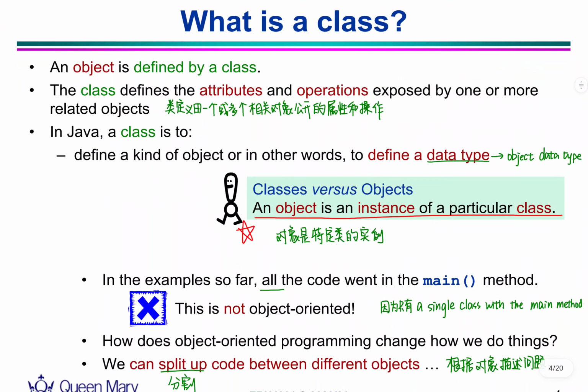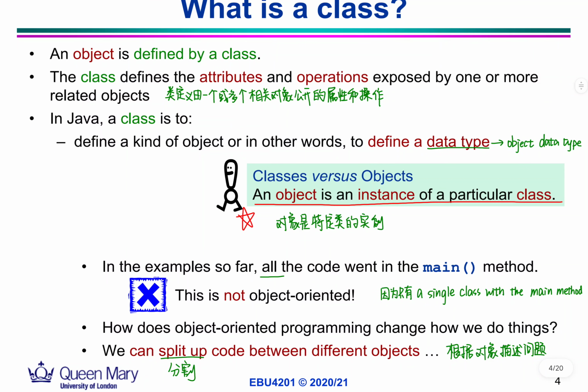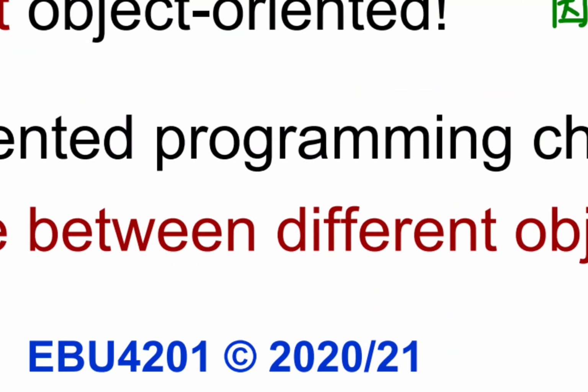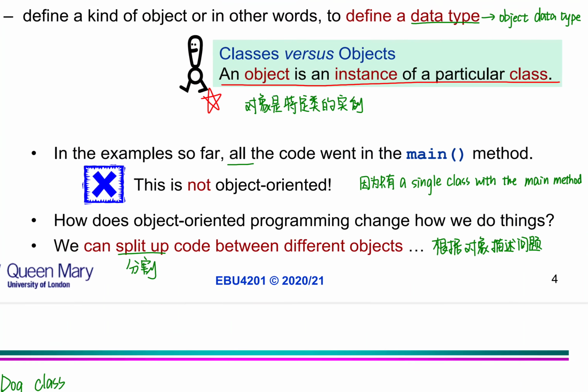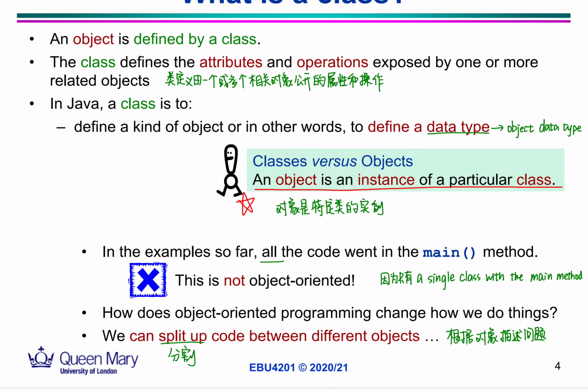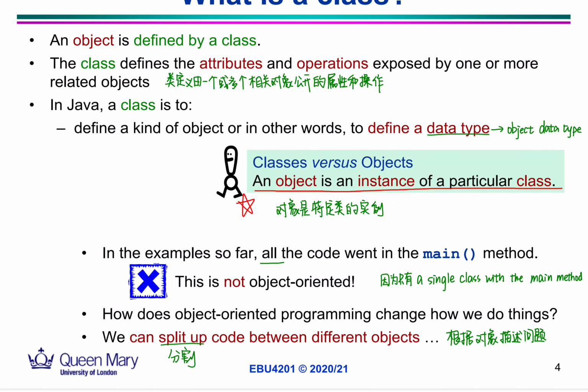What is the class? An object is defined by a class. So the class defines the attributes and operations that are exposed. It defines a kind of object, or in other words, defines a data type. This is very important. The class aims to define a data type that may have different data, and it contains information like attributes and basic methods.